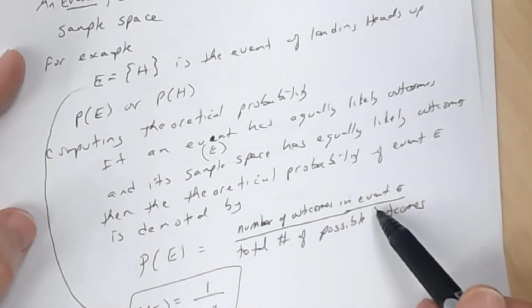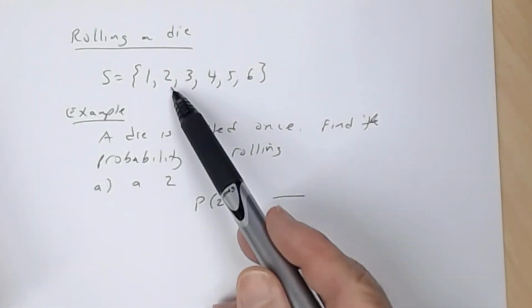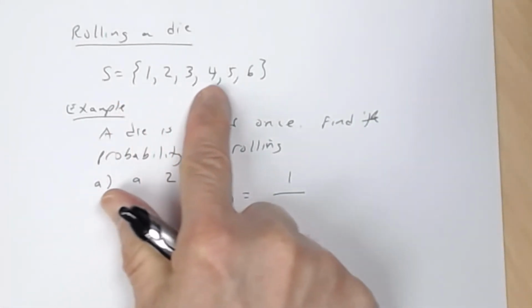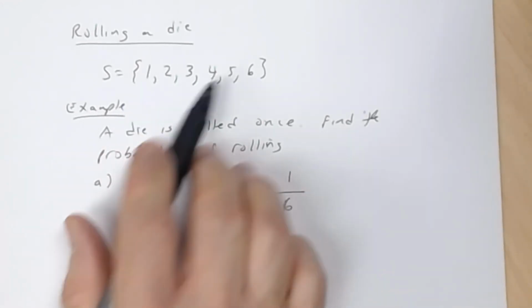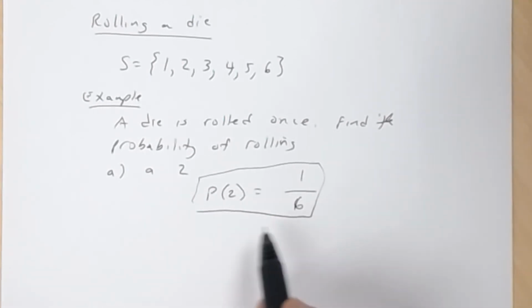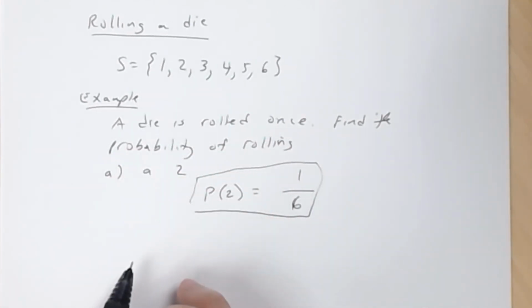would be, what's the number of outcomes in event E? When I talk about the number of outcomes to get a 2, there's only one, so that's going to be up here. And then what's the total number of possible outcomes? Total number of possible outcomes is 6. 1, 2, 3, 4, 5, 6. So there's your answer. The probability of rolling a 2 is 1 out of 6. Okay? All right, so it's letter A.